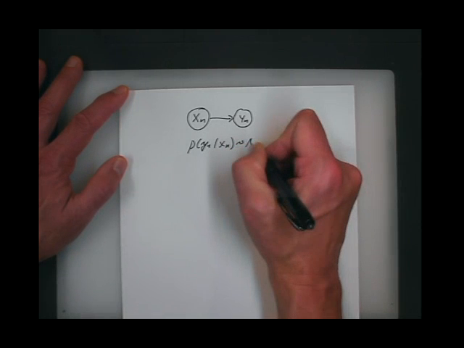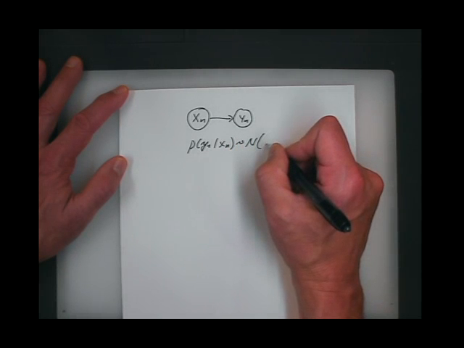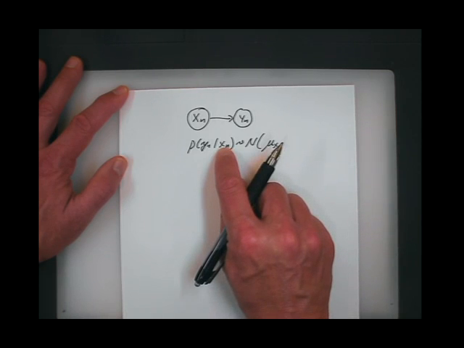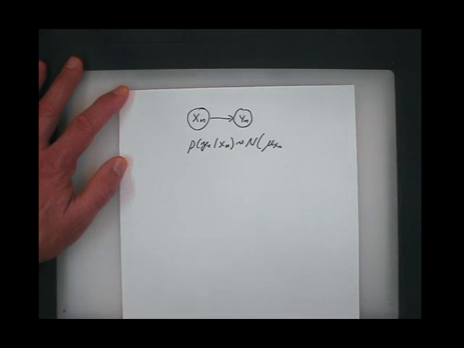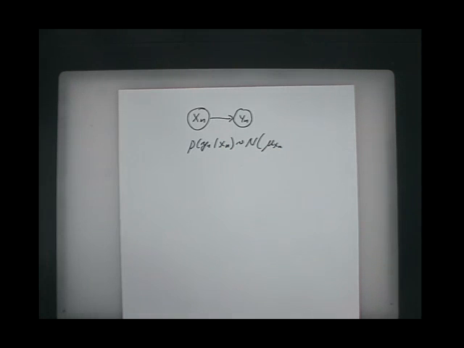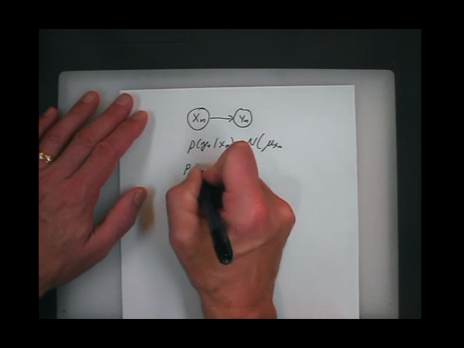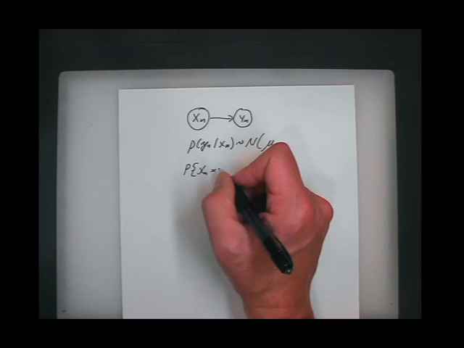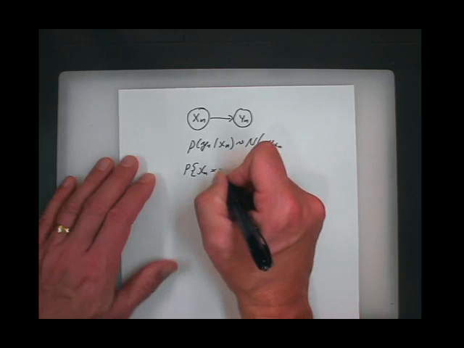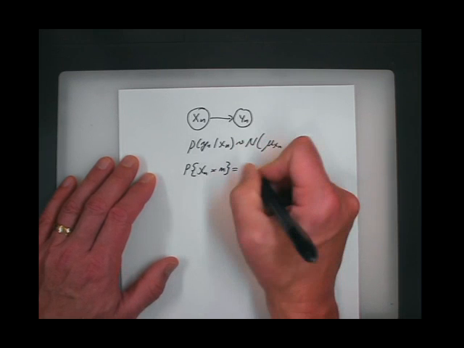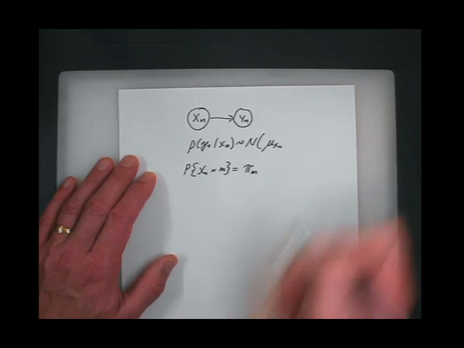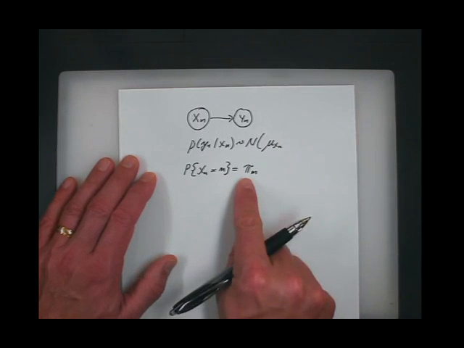It's going to be a Gaussian distribution, so it's normal, and the mean of the Gaussian is going to be mu sub xn, because xn is a discrete value. So xn is going to be, say, 0 or 1, I think is the case we're going to do first. We'll say the probability of xn equals m, I'm going to use the same notation, is going to be equal to pi m.